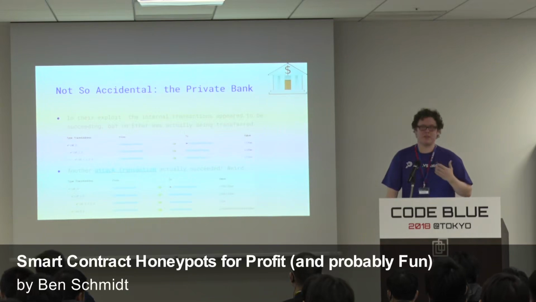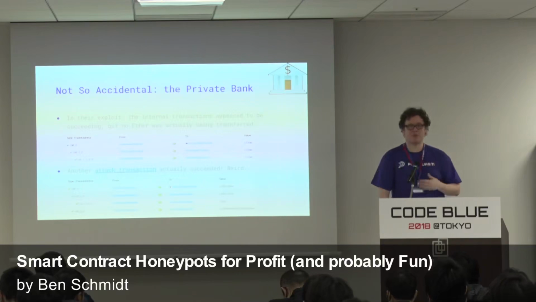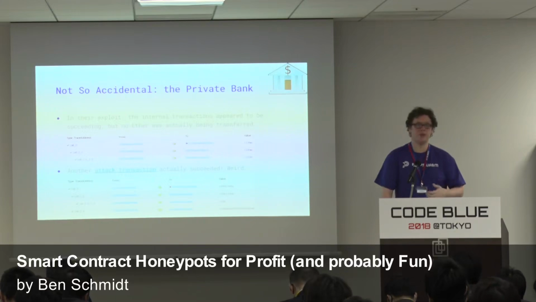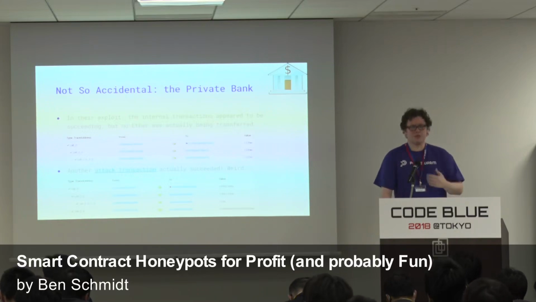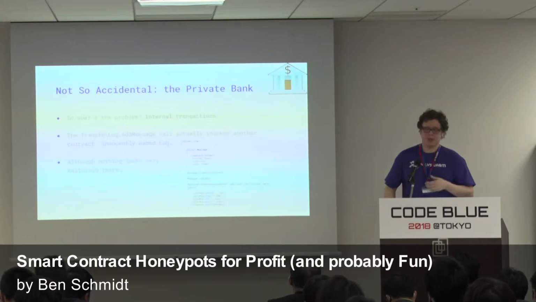And when this user went to attempt to exploit it on the testnet from the source code that was provided, his exploit succeeded. However, when he went to execute this exploit on the mainnet, it failed mysteriously. So it was very confusing why this would ever happen. So what's the problem here? And the problem is internal transactions.